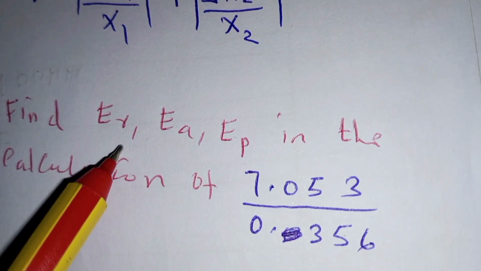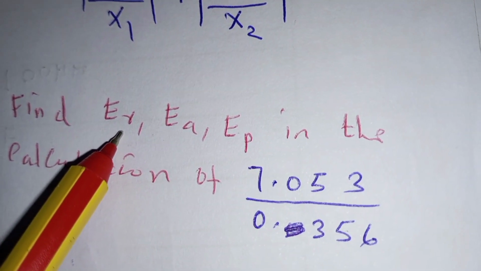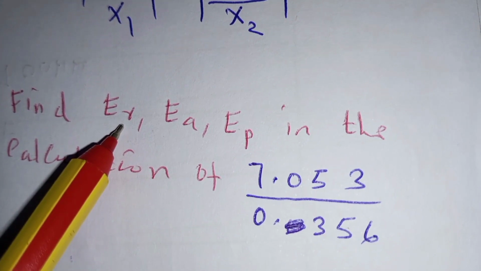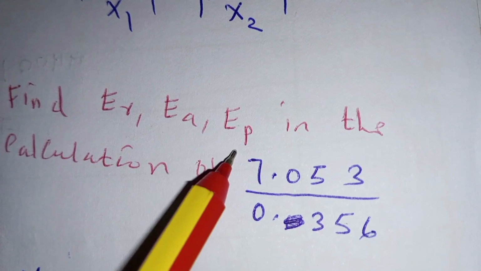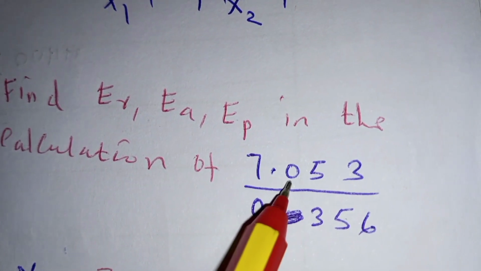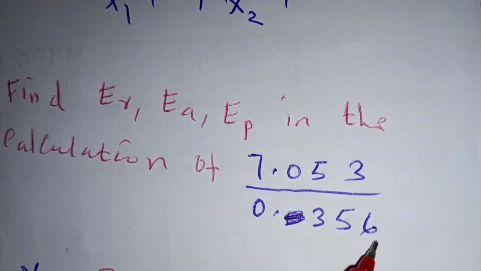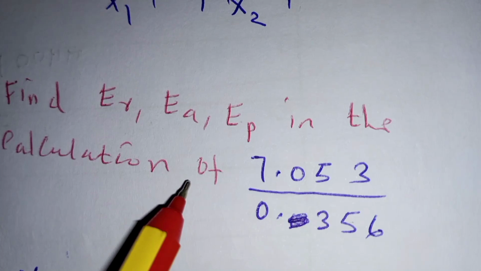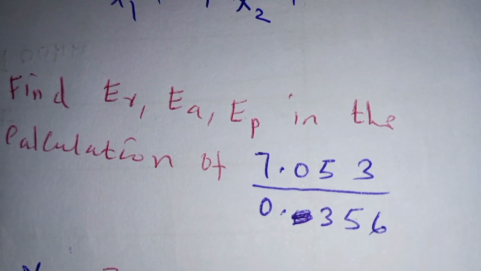Here you are required to find the relative error, absolute error, and percentage error in calculation of these two numbers: 7.053 divided by 0.356.